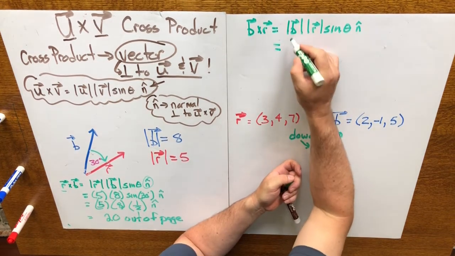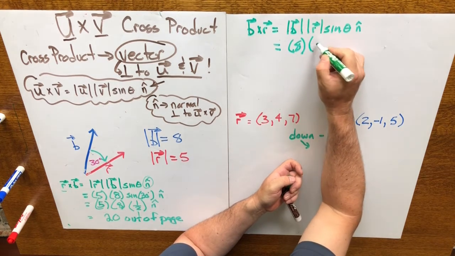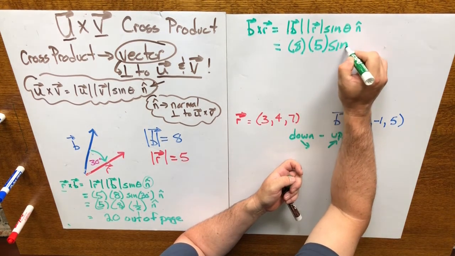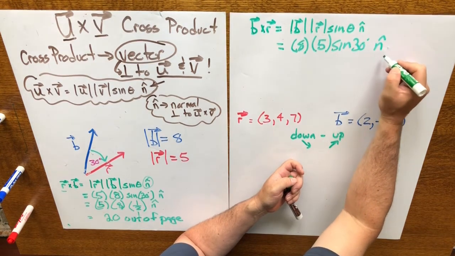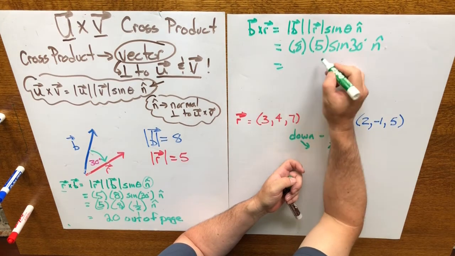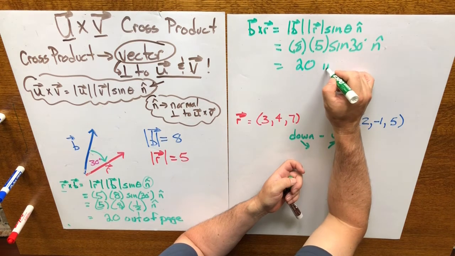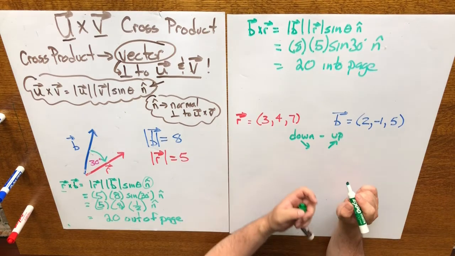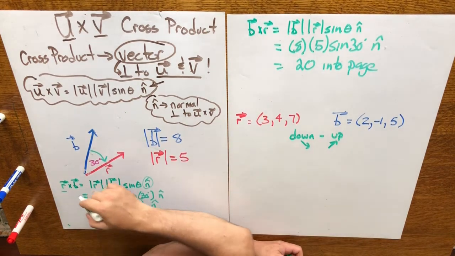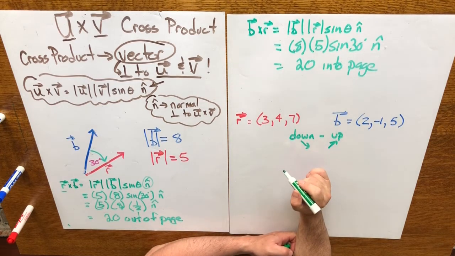So considering that, magnitude of B, 8, magnitude of R, 5, sine of 30 degrees, but this time the direction is going to be into the page. 8 times 5 is 40, times the sine of 30 is 20, and then we're going to say into the page. So R cross B and B cross R produce the same magnitude, but opposite directions. They have to be in opposite directions.